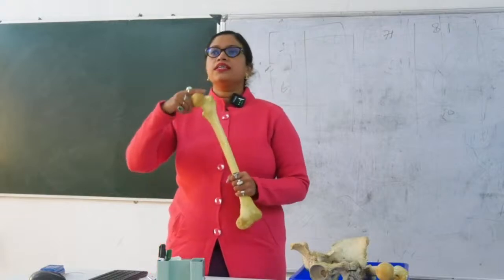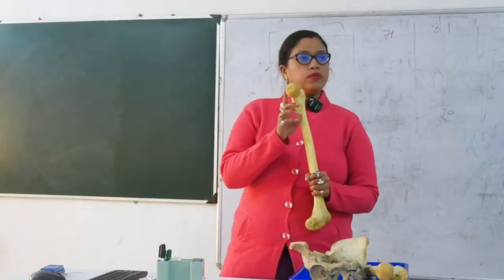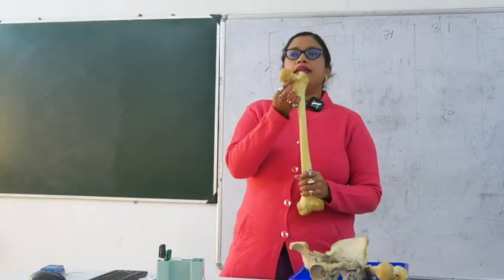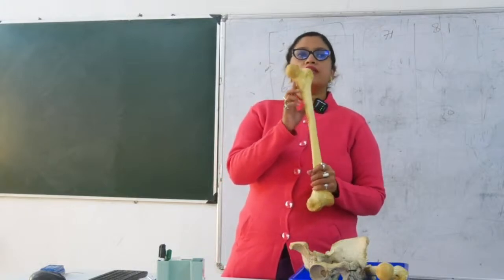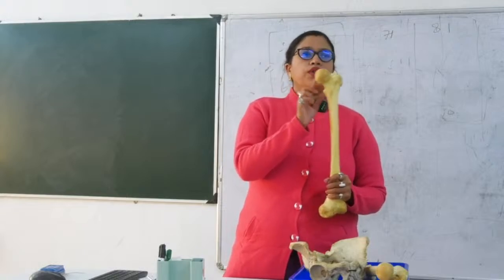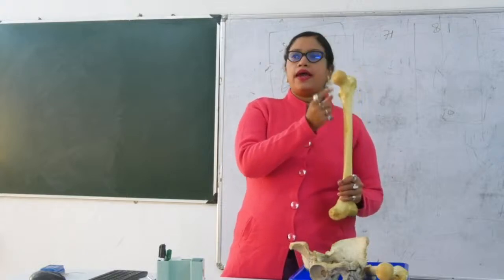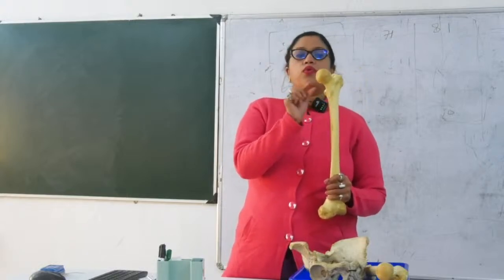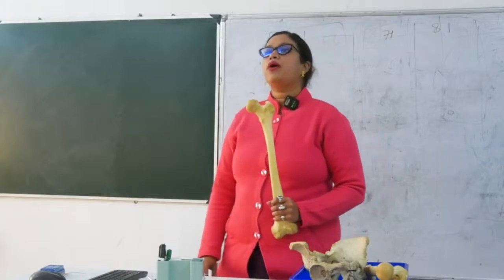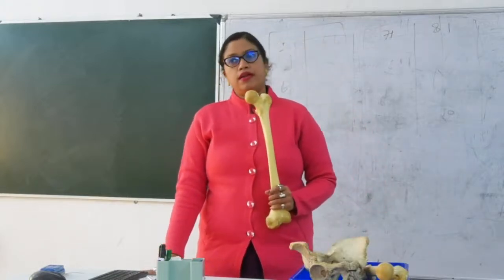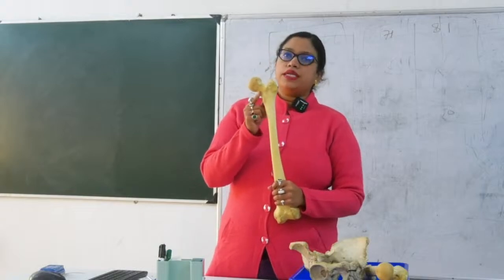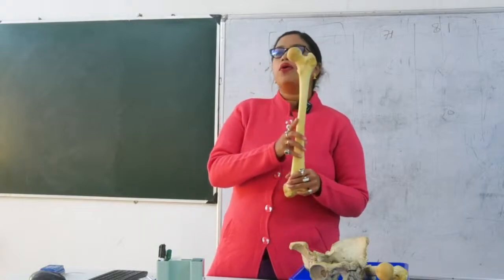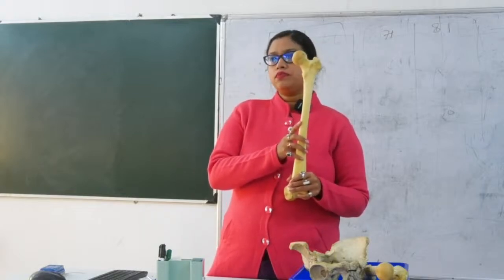Okay, so this is about the head of the femur. Next part is the neck. About the neck, what is the length of the neck? The neck is connecting between the head and the shaft. The length of the neck is about 5 centimeter. Length is very important.